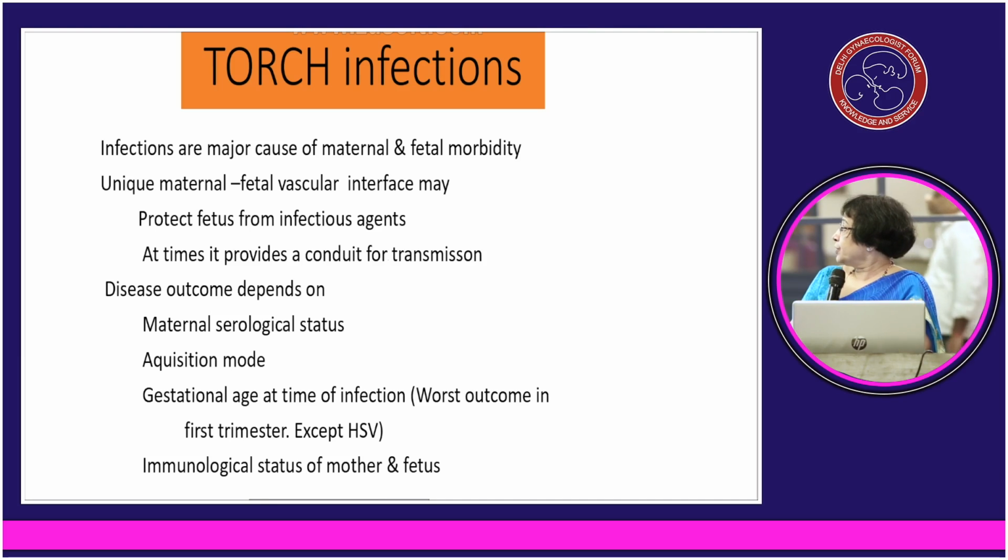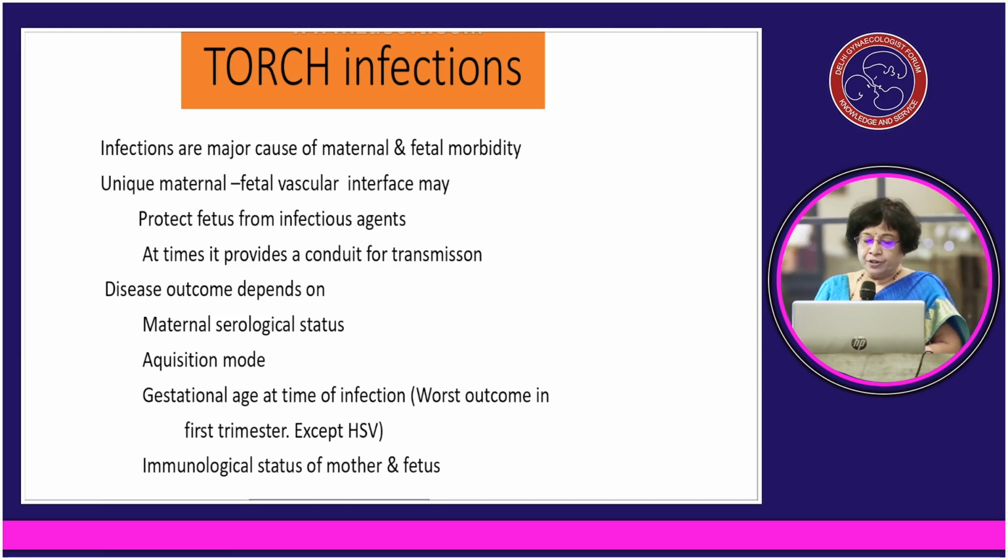Started by Dr. Renu, and I'll just continue with the leftover two, and others I'll just describe because that's a topic in detail in itself. So these are infections which are a major cause of maternal and fetal morbidity, and it is because there is a unique maternal and fetal vascular interface which may protect the fetus against infectious agents, and at times it provides a conduit for transmission. Disease outcome always depends upon maternal serological status, acquisition mode, gestational age at the time of infection, which is worst outcome in the first trimester, except for HSV.